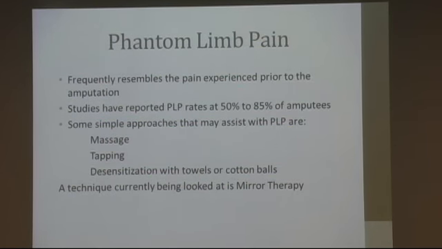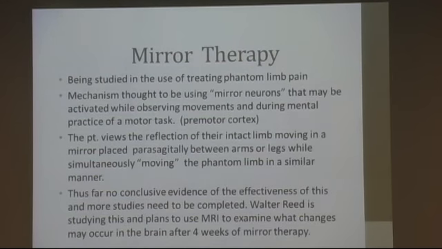I've read a few articles around mirror therapy, which is very interesting. It's being studied for the treatment of phantom limb pain that's fairly chronic. These are people who are not acute. We'd expect some of this acutely. This is kind of down the line in rehab centers and people who might have been dealing with this for years. It's thought to use mirror neurons that are activated when observing movements and during mental practice of a motor task.